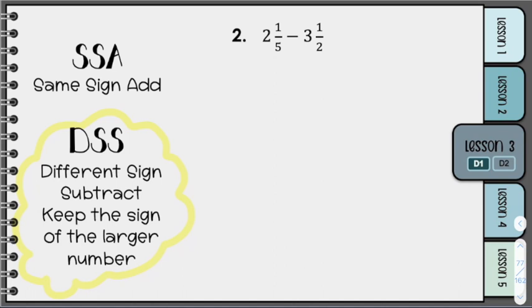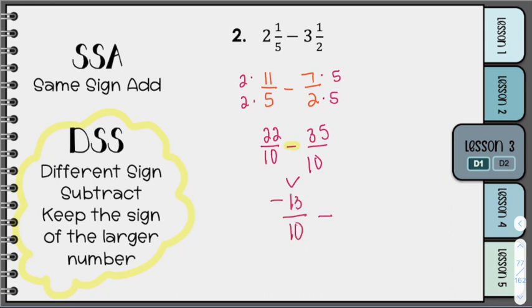So I want to convert my mixed numbers into improper fractions. So 2 1/5 would become 11/5 minus 3/2, which would become 7/2. I want to make sure I have a common denominator, so I'm multiplying both this numerator and denominator by 2, and this numerator and denominator by 5. This way I get my denominator of 10. 2 times 11 is 22. 7 times 5 is 35. And we still have a subtraction between. 22 minus 35, we get negative 13 over 10. And we're going to simplify that to negative 1 and 3/10.